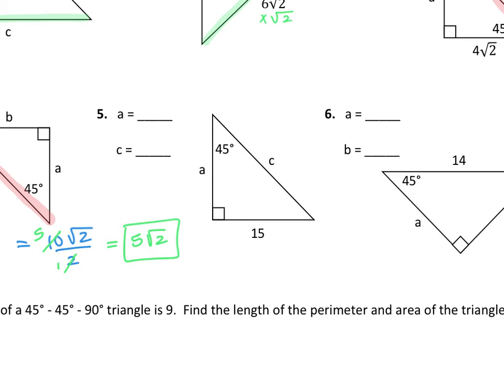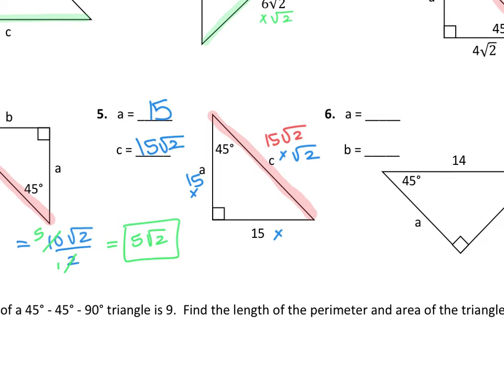Now let's move on to number 5. The leg is given to be 15. So this is a right isosceles triangle, so the other leg will be 15, and the hypotenuse would be 15 root 2. So again, this was a direct application of the pattern. So x, x, x root 2. So the leg was 15, and the hypotenuse is 15 root 2.